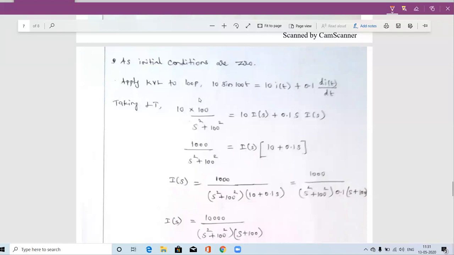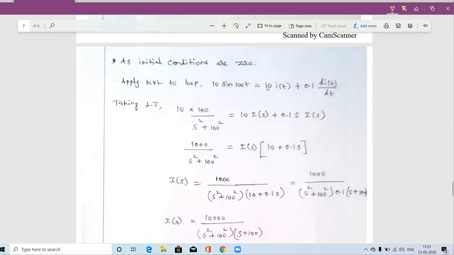We have to apply Laplace transform. What is the Laplace transform of sine omega t? You know, omega by s squared plus omega squared. In the place of omega, which one is there? 100 is there. Okay, this 10 you keep as it is, constant you keep it as is. The Laplace transform of this sine omega t is omega by s squared plus omega squared.